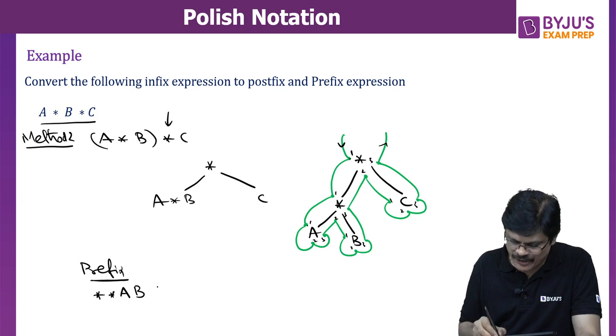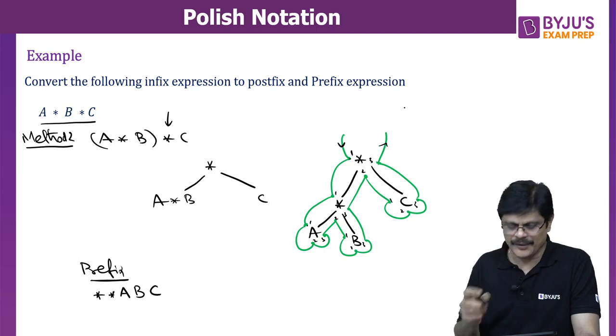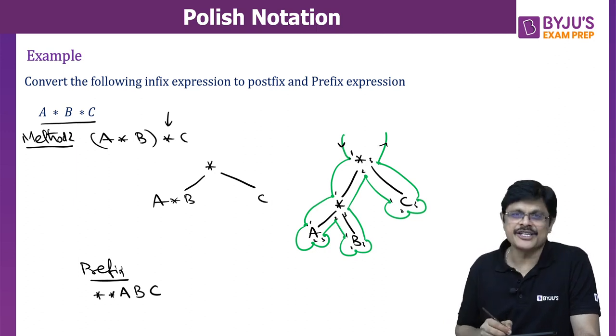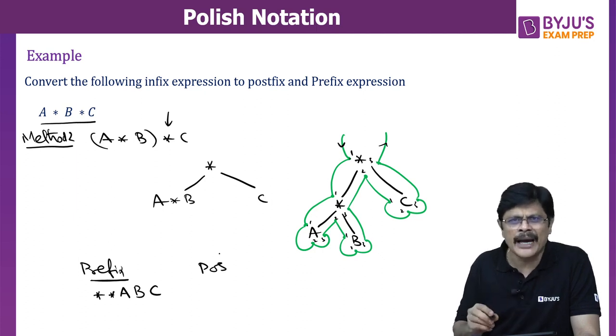1 means print the node. That is C. That is prefix notation. Continue this way and you can get the complete prefix notation by difference. Now what about postfix? Because already infix is there, I am not writing it.